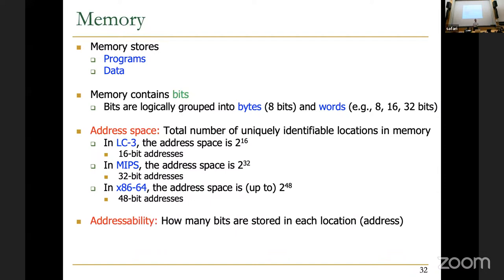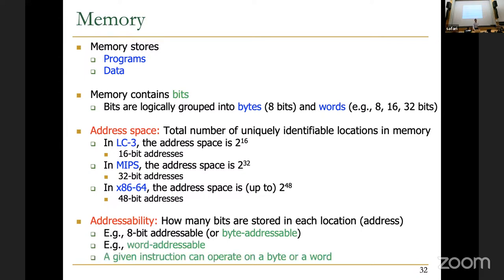Addressability is how many bits are stored in each location, in each address, essentially. So, for example, a computer may be 8-bit addressable, or byte addressable, in other words, or word addressable. A given instruction can operate on a byte or a word. So, for example, in LC3, it's word addressable. It has 2 to the 16 possible locations. Each of those locations stores 16 bits because the ISA designers determined the word size to be 16 bits, right? In MIPS, it's actually byte addressable. You have 2 to the 32 locations, and each location stores 8 bits.